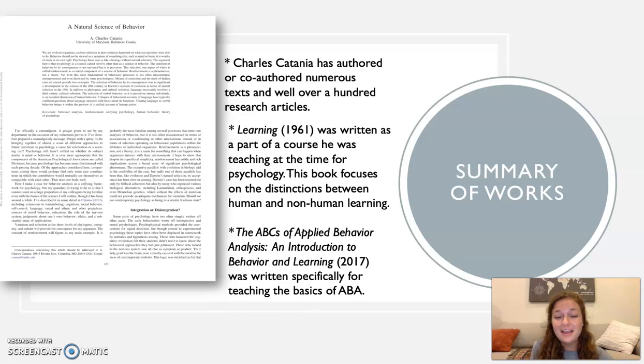So he authored or has co-authored numerous texts. He has done well over 100 research articles. If you look him up and look for peer-reviewed research articles, there will be hundreds.